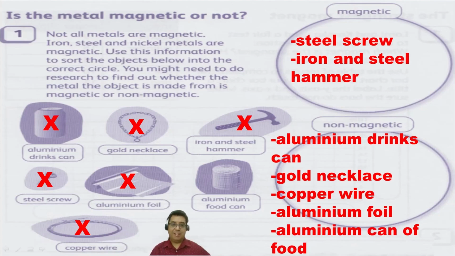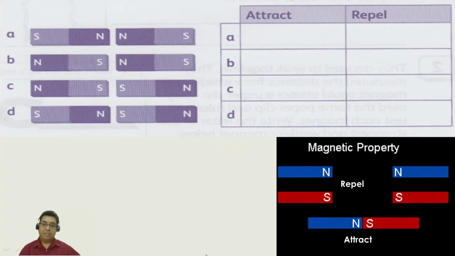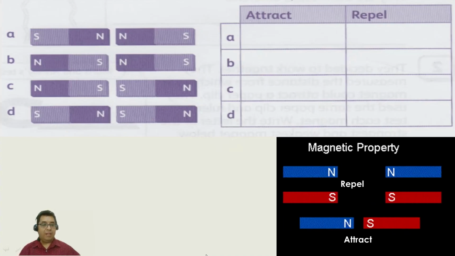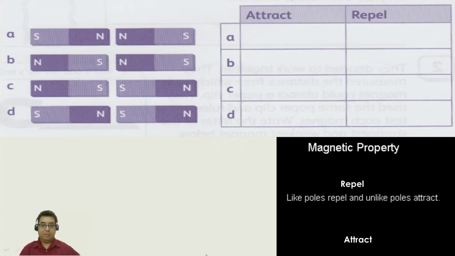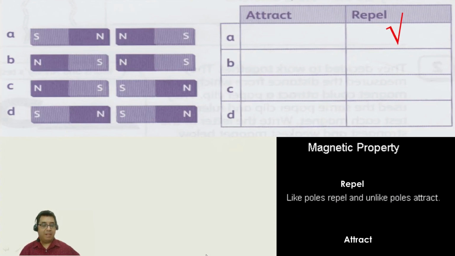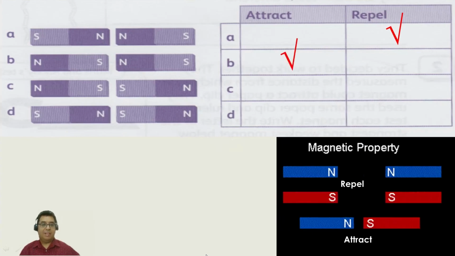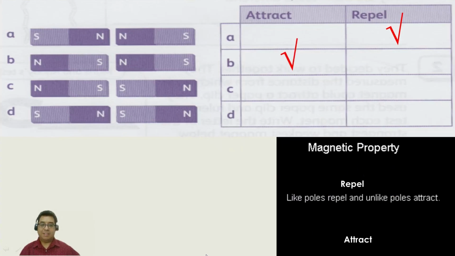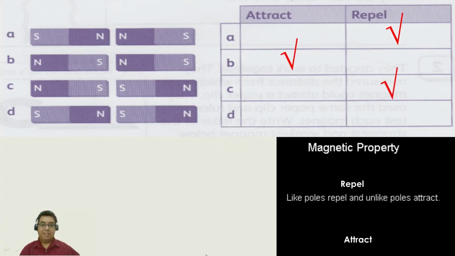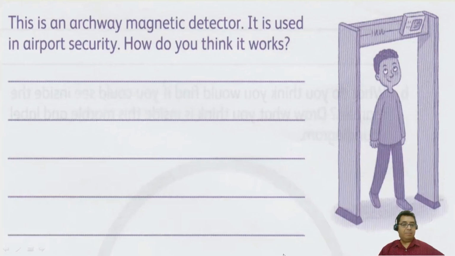I'm cool with that. So for this activity, you're going to tell me whether they attract or repel each other. Letter A, what is that going to be? Is it going to be attract or repel? Correct, it's repel. What about B? Yep, it's attract. What about C? Correct, repel. And letter D? That's right, it attracts.